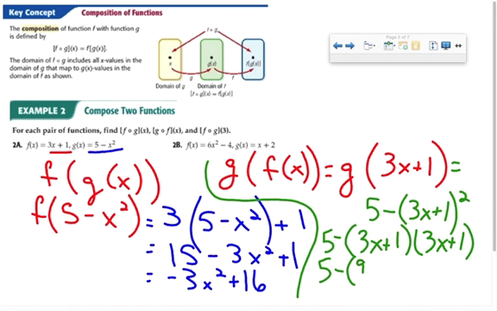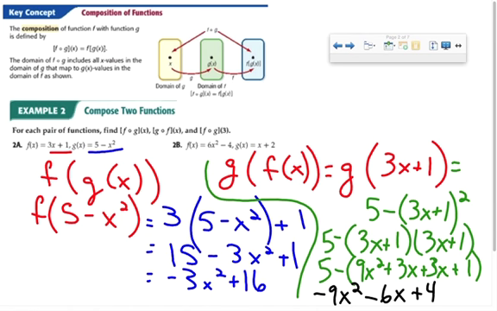We get 5 minus 9x squared plus 3x plus 3x plus 1. And when I combine all of my like terms very carefully with regards to that negative sign in front, I have negative 9x squared minus 6x plus 4.